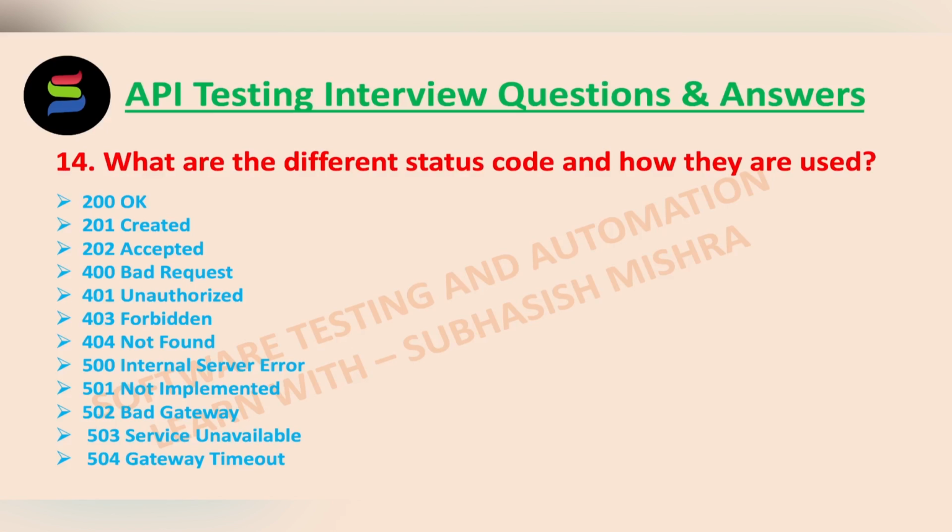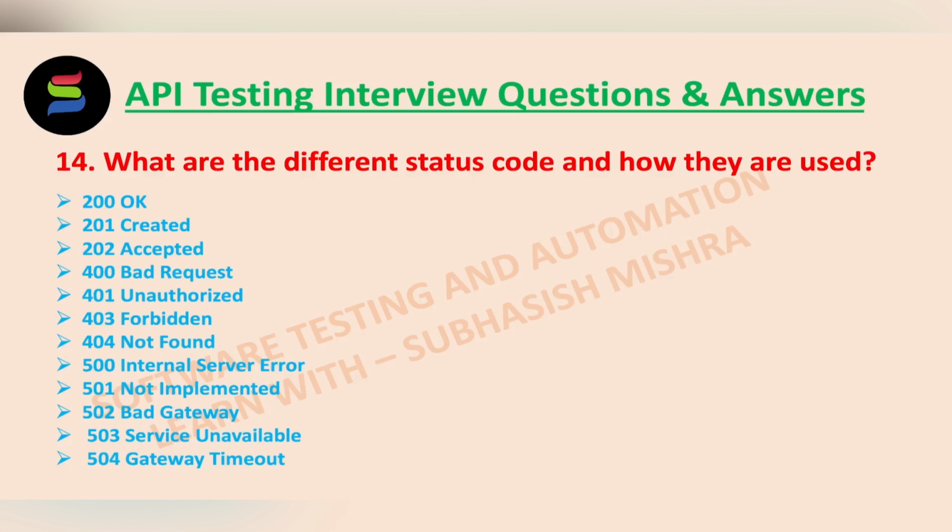Basically the post method, here we can expect 201, then 202 accepted, the request is accepted for processing, but the processing is not complete. Then we have 400 bad request. Basically the server did not understand the request. We will get some validation message, that is your 400 bad request.